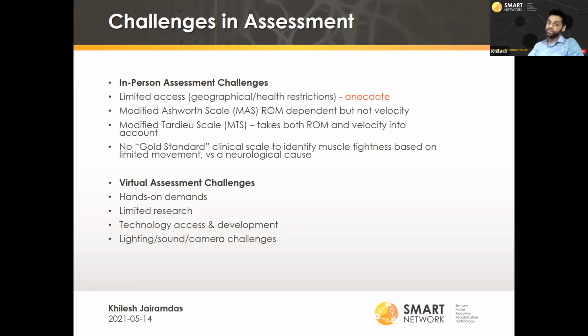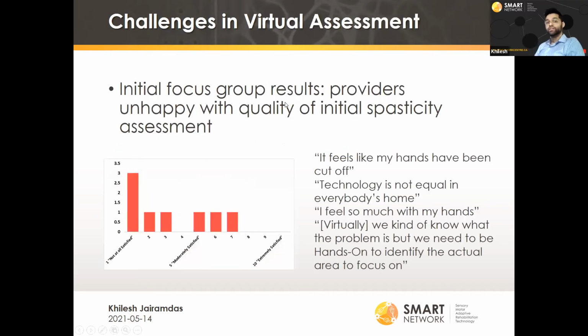And there's also limited research as to virtual webcam-based methods. So initially, Daniel has held some focus groups just to see what some clinicians are saying, whether a hardware software bundle like this would be useful to them. So let's look at some of the data here. So 8 participants in the focus group. You can see the data is heavily weighted towards them not feeling very satisfied at all with what they're able to do. They're saying things like, it feels like my hands have been cut off.